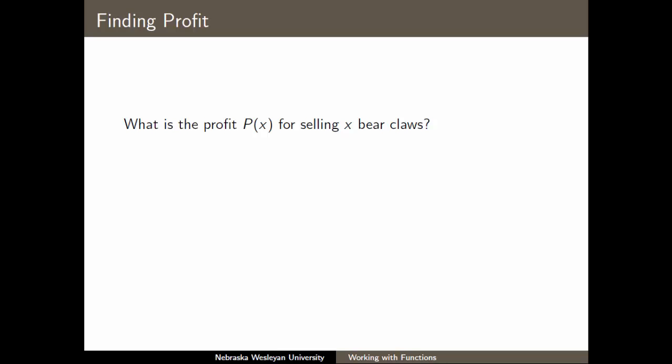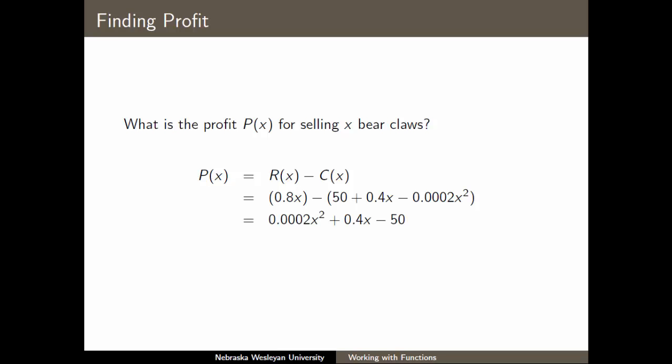We have a function for revenue, and we have a function for cost. How can we combine these two functions to describe the profit for producing and then selling x bear claws? Profit is defined to be the difference between the money you receive from the customer, which is your revenue, minus the cost of creating the product, which is our cost function. We can substitute these names with the definitions of the functions that we came up with, and then we can combine like terms to have a function that's easier to look at. This last line is a function that directly describes the profit of selling x bear claws.